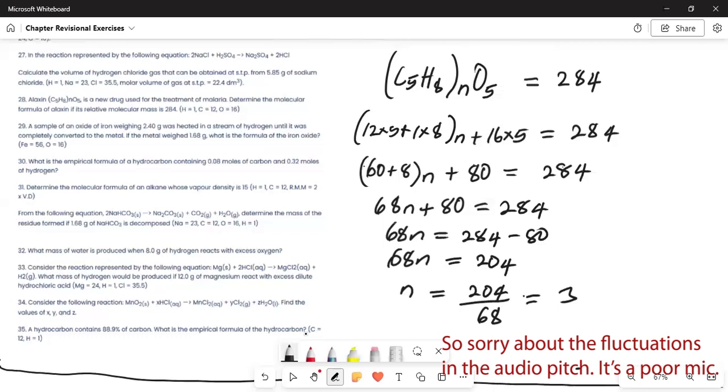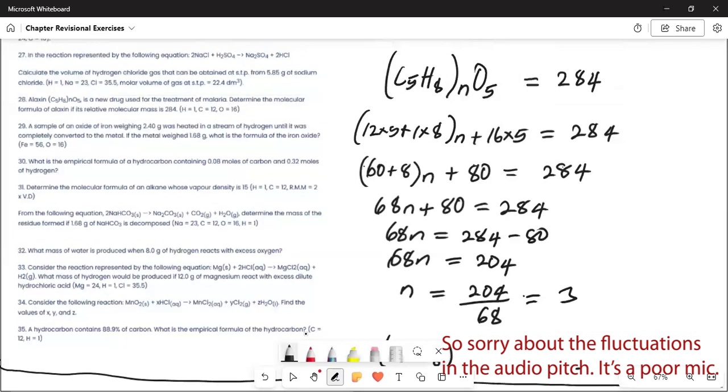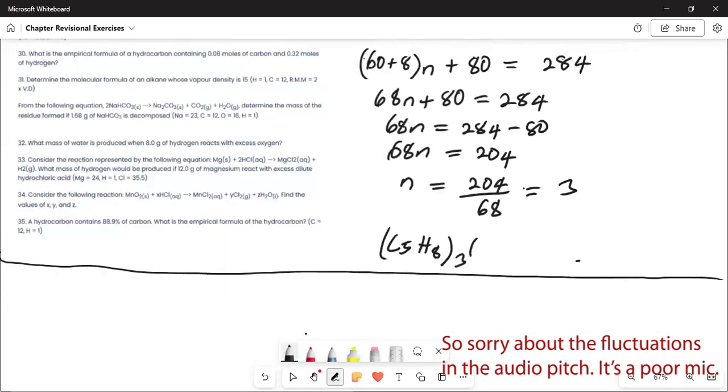Now, if n is 3, therefore the molecular formula of that drug will be C5H8 times n, which we now know is 3, then oxygen. We have 5 atoms of oxygen in the empirical formula. So we write 3 times 5 is 15, so C15. Then 3 times this 8 is 24, H24. And then O15. This is the molecular formula of the drug, alazine.